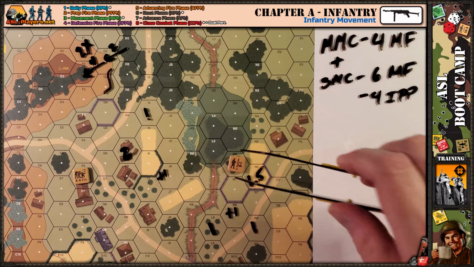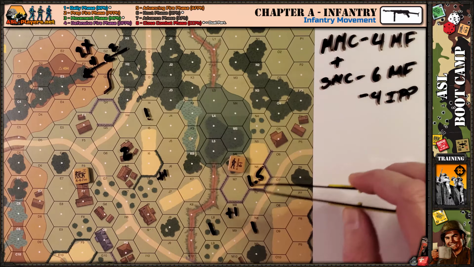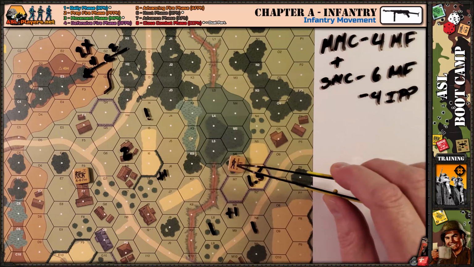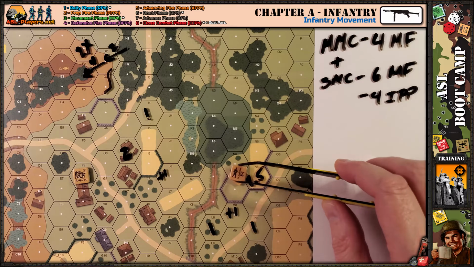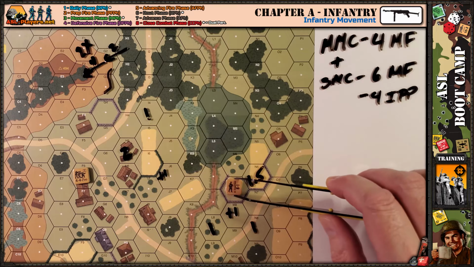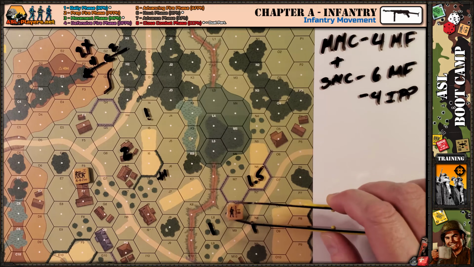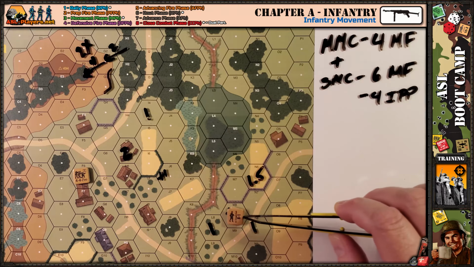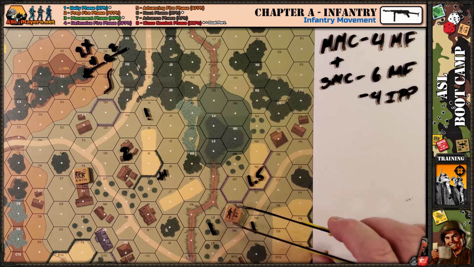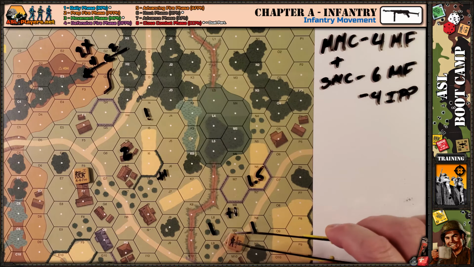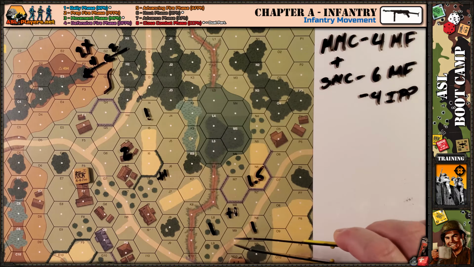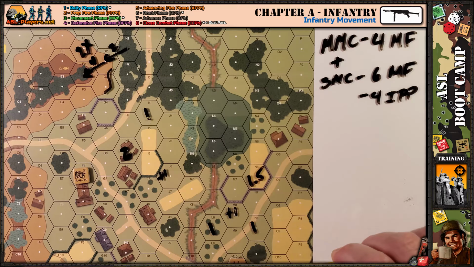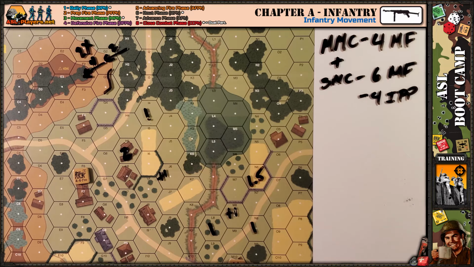let's just move him over here into this orchard. Say he wanted to try to get to this building. He has 6 movement factors because he's with a leader. You go 1, 2 to get over the wall, 3 to enter the open ground hex, 4, 5, 6. So he can make it there. Open ground, road open ground, and then 2 for the building.